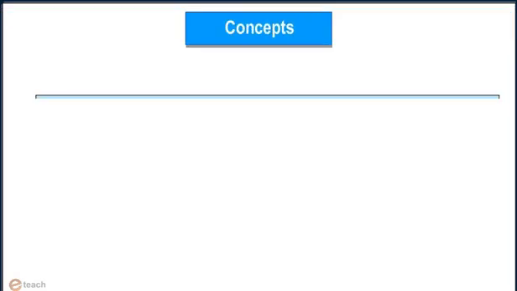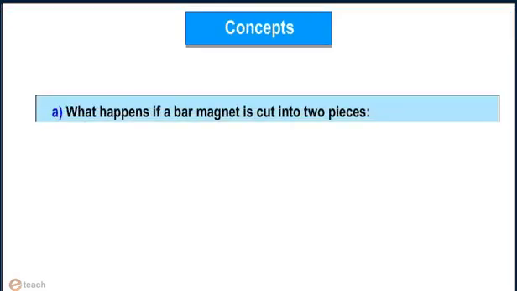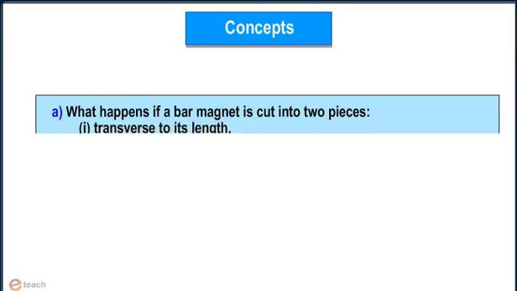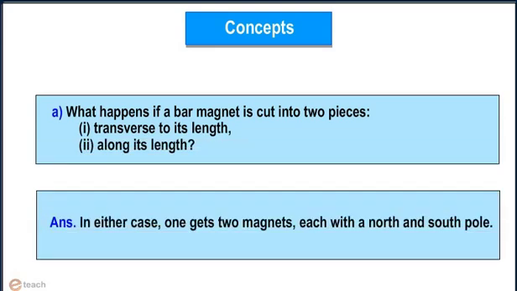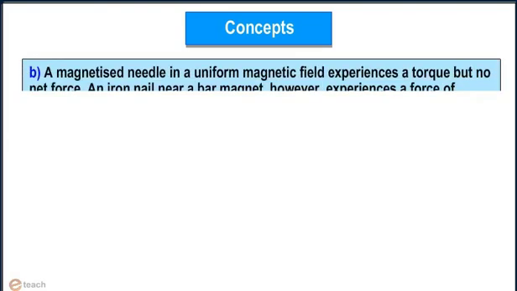Concepts. A. What happens if a bar magnet is cut into two pieces? Number 1, along the transverse to its length. Number 2, along its length. Answer. In either case, one gets two magnets, each with a north and a south pole.